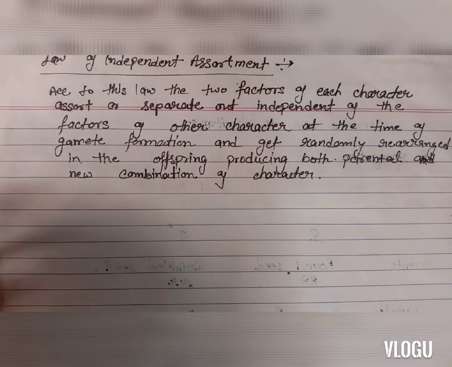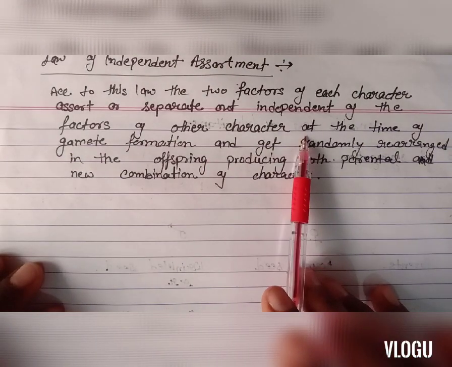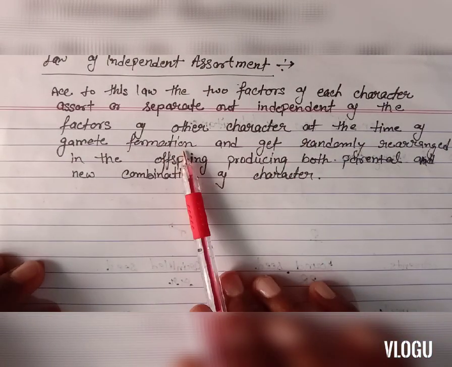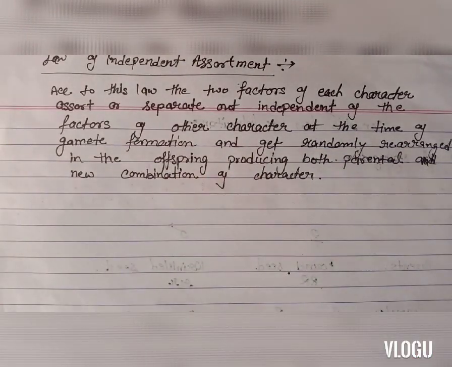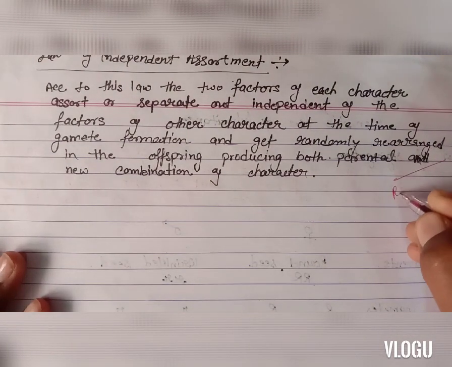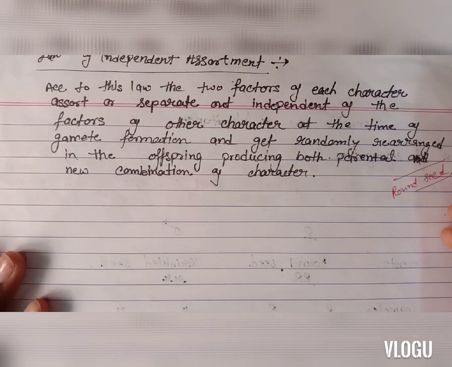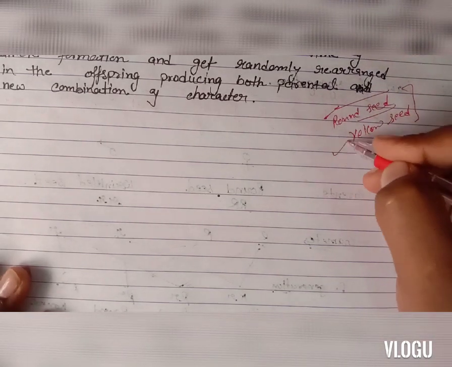According to this law, two factors of each character assort, or separate out, independently of the factors of other characters at the time of gamete formation, and get randomly rearranged in the offspring, producing both parental and new combinations of characters. We can explain this law by using the dihybrid cross. If we take two characters, for example the shape of the seed, round, and the color of the seed, yellow, here I select two traits, one for the shape of the seed and the second for the color of the seed.